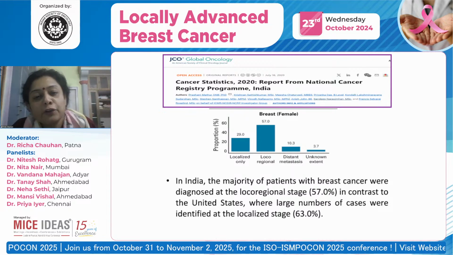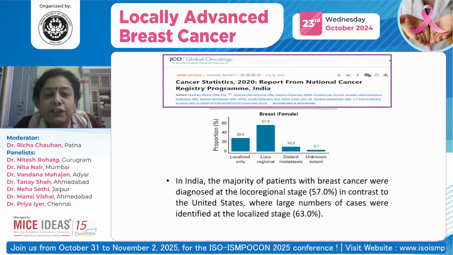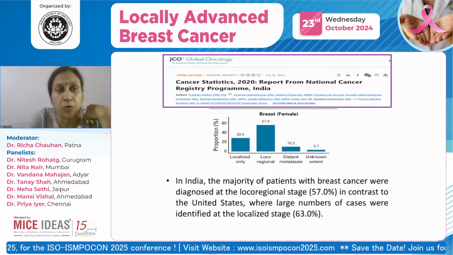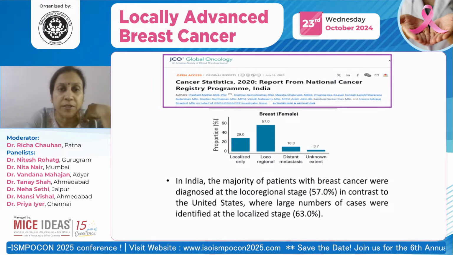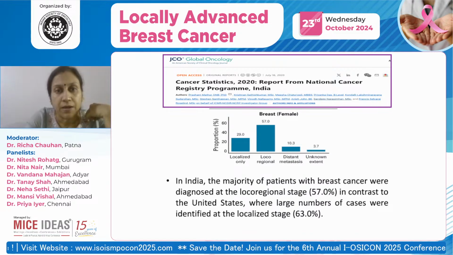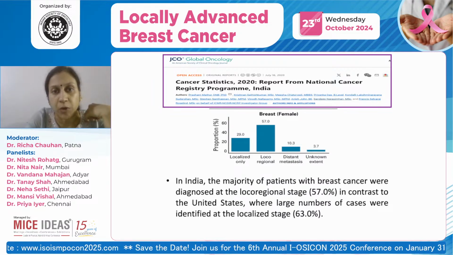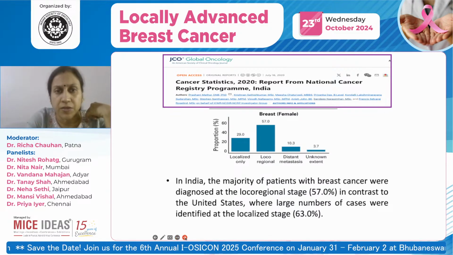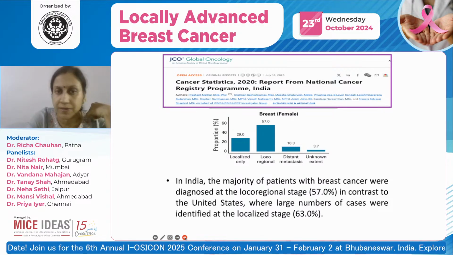Dr. Priya, what's your take? How often do you see an LABC patient at your center? So at our center, we see a very large volume of locally advanced breast cancers. And I would say any cancer of the breast from stage 3 onwards comes as locally advanced. So it can be operable or inoperable. And we see around 45 to 50% cases of locally advanced breast cancers in our practice.